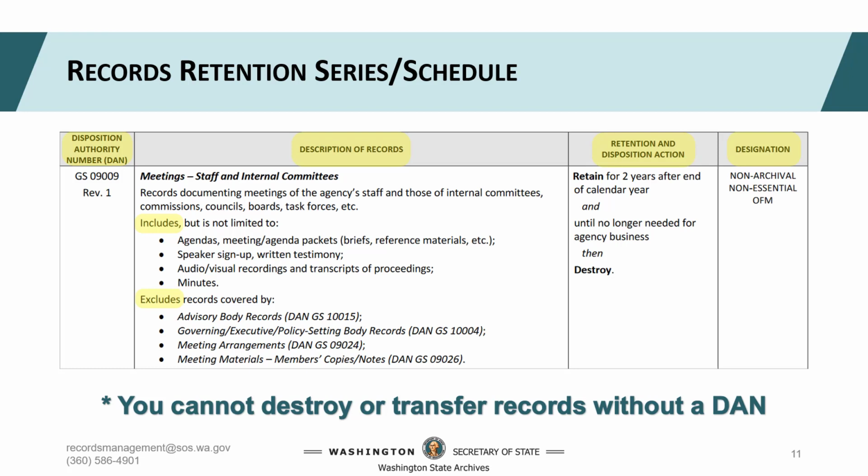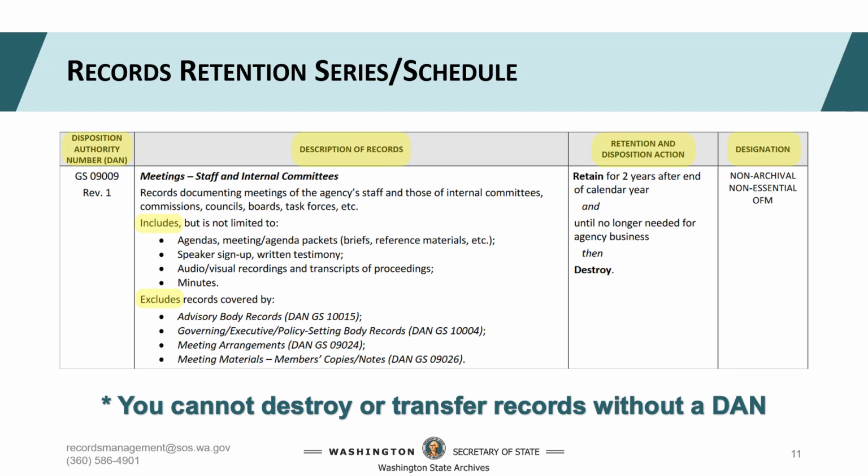It describes the business function and type of record that falls under that DAN. It includes descriptions and examples of records included and excluded in that business process. This can seem confusing at first, but knowing what types of records are included as well as excluded will help you identify the correct record series.